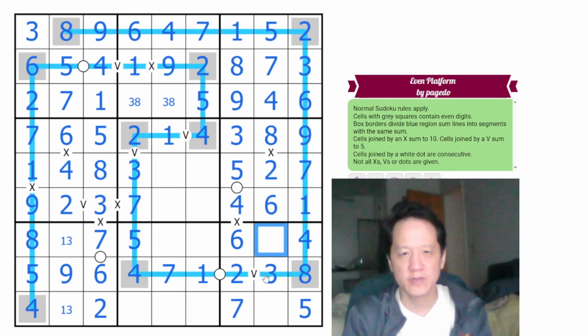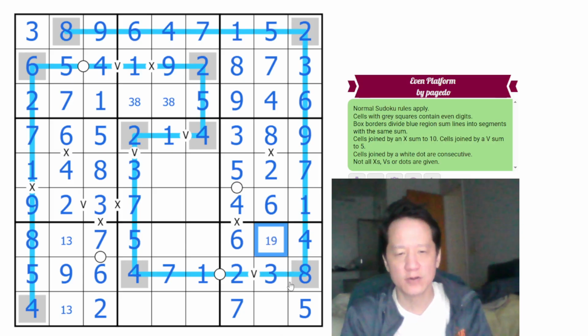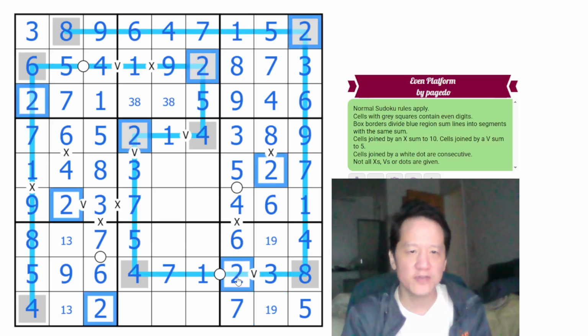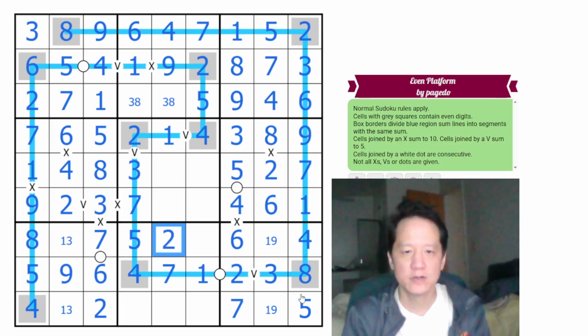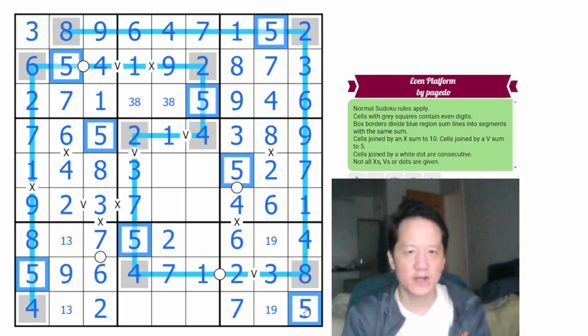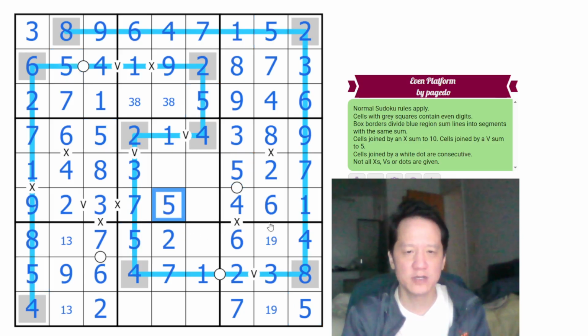In column 8, the only remaining digits are 1 and 9. So this could be either. We actually have 8 2s, right? So we can know where the last 2 is. It has to be here. 5s, we have 8 5s. So we know where the last 5 is. It has to be here. What about 3s? This can't be 3, so this must be 8, which makes that a 3.